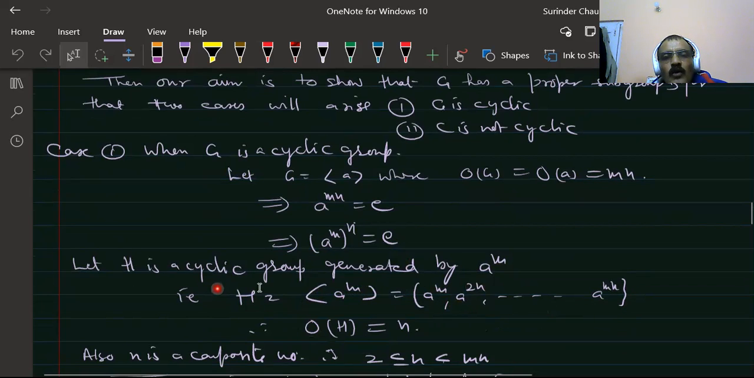The order of this H comes out to how much? How many elements does it have? It has n elements, since a to the m, raised to n, is e. If H is a cyclic group generated by a to the m, it will have n elements.